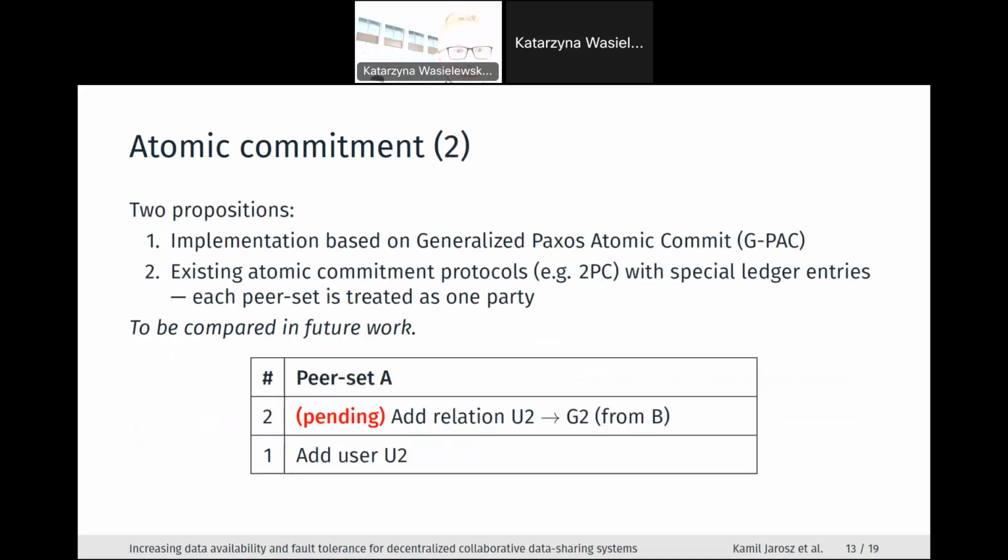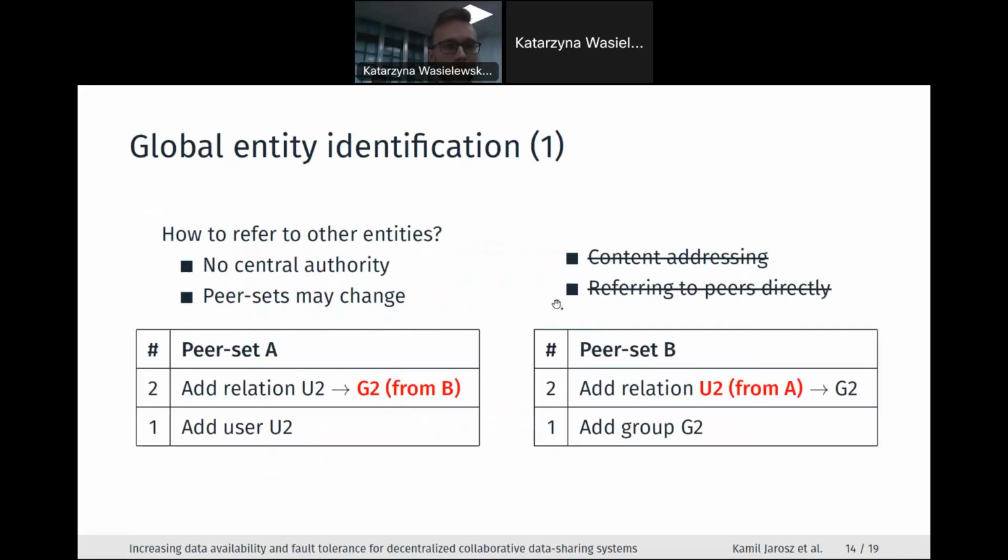So we have actually two propositions here. The first one being an implementation based on generalized Paxos atomic commit, GPAC. That's an existing algorithm which combines together consensus and atomic commitment. And the second one being using an existing atomic commitment protocol, for instance, two-phase commit, along with special ledger entries. These special ledger entries allow us to treat a peer set as a concrete entity because we can have a shared state within the peer set. So each peer set is treated as one party in the atomic commitment protocols in this case.